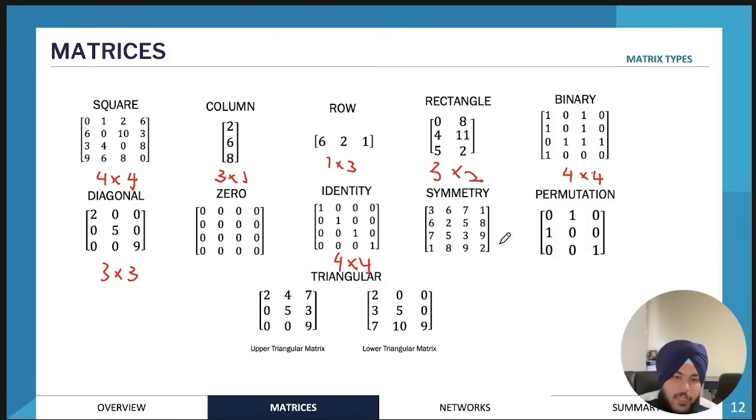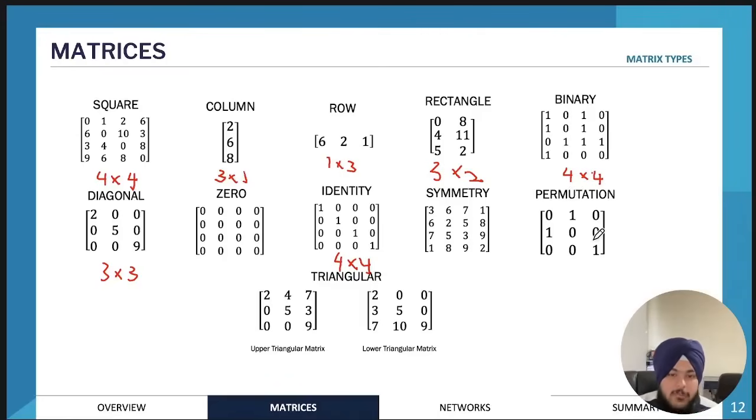A symmetrical matrix. We'll get to transposing matrices later and it will make more sense, but essentially, if you were to flip the rows and the columns, they would be exactly the same. But we'll get to transposing matrices next, in the next slide. So we'll have a look at that.